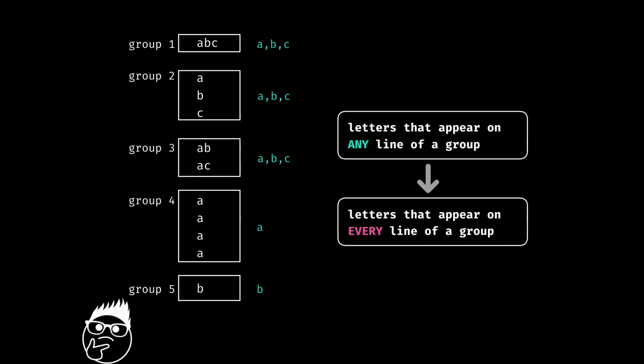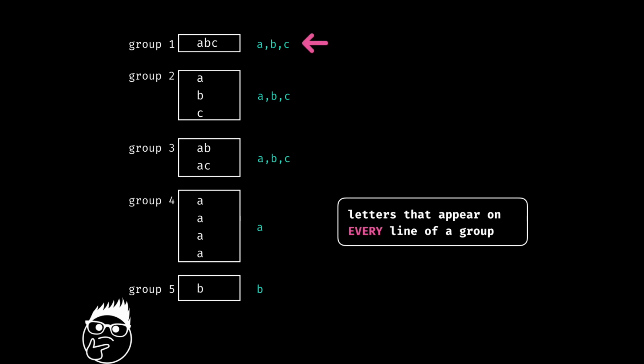If I look at my first group, will our answer actually change? And the answer is no. It'll actually return the same result of ABC. Because I only have one line in this group, I could say that A, B, and C appear on every line of the group because there's only one line to satisfy, right?